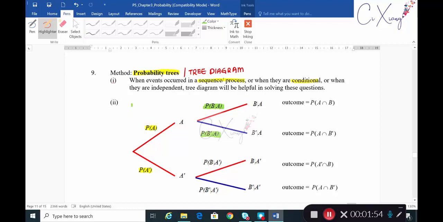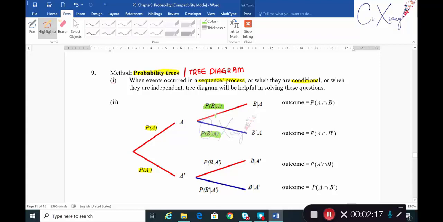The second thing is, when you are drawing the tree diagram, it is not necessarily true that every time you have two branches, a pair of branches. Some questions might have 3, some might have more than 3, or maybe only 2. It depends on the structure of the question.